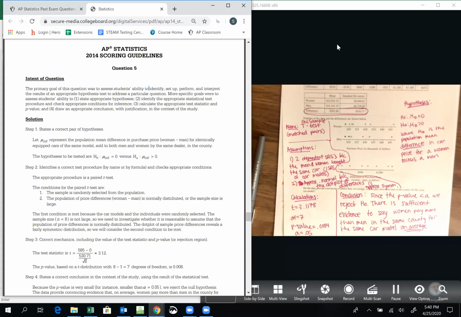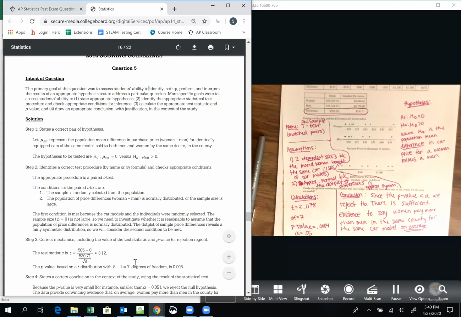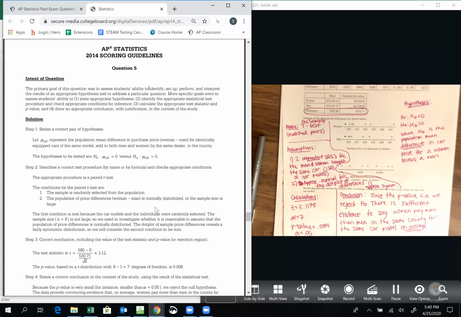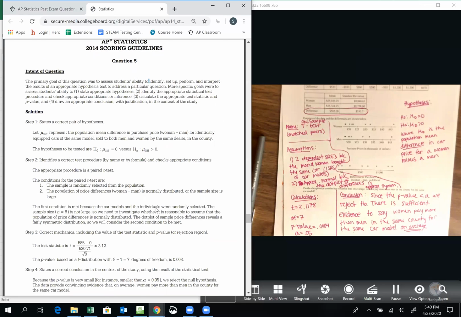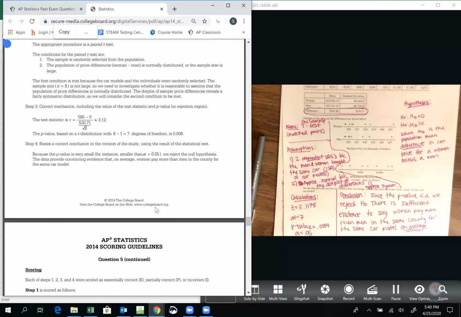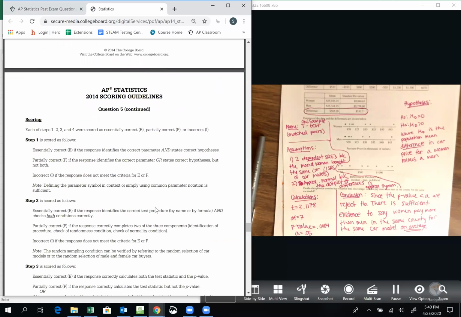So again, let's check. Got the same calculations. Their numbers are a little bit different because they are using the old school formula, whereas we are young and hip and we use the calculator. Let's see what the scoring guideline says.